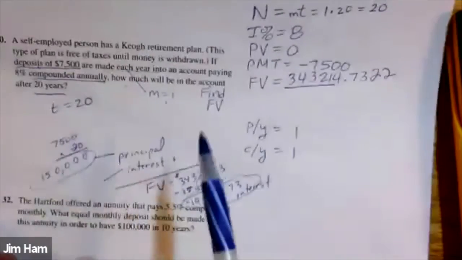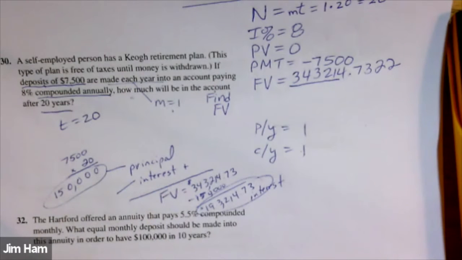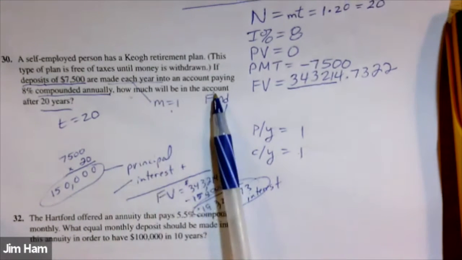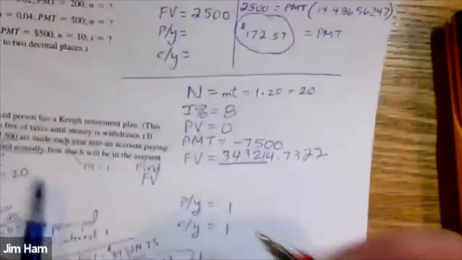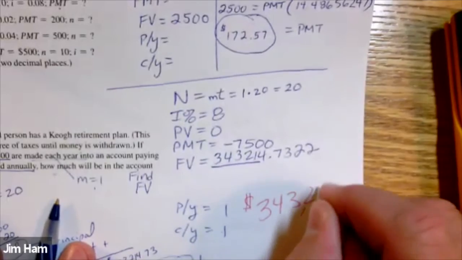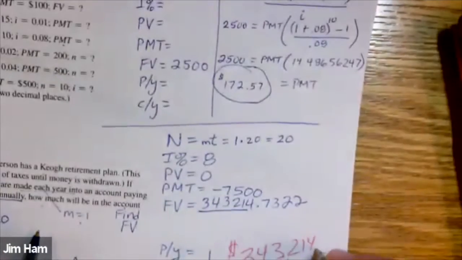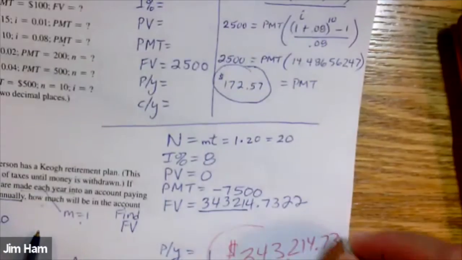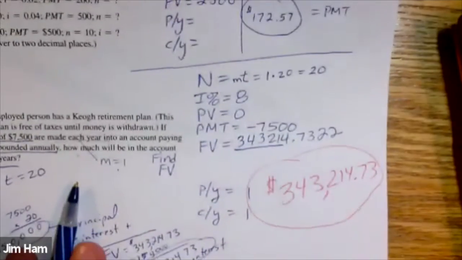All right, I just wanted to go over that because they are going to ask you to calculate the interest quite often. So it says how much will be in the account, and that's the future value. So the answer to this one is, and we always round to the nearest penny, unless instructed to do otherwise.